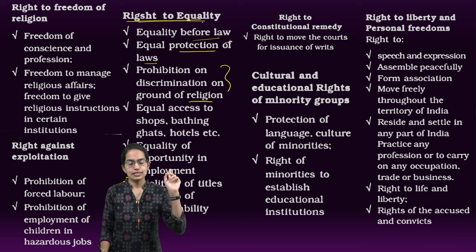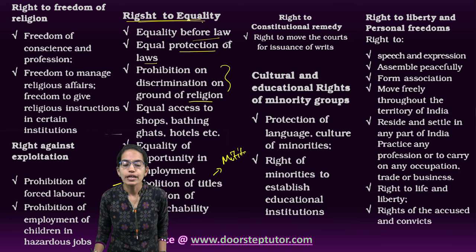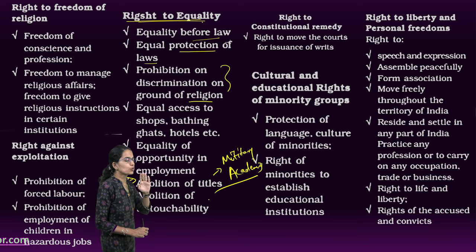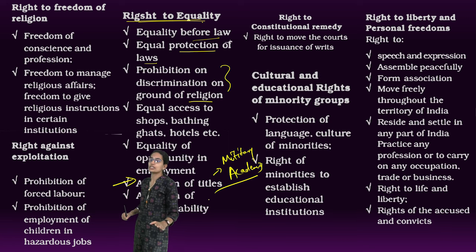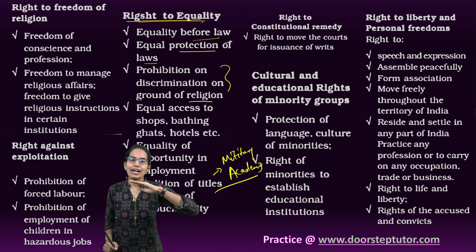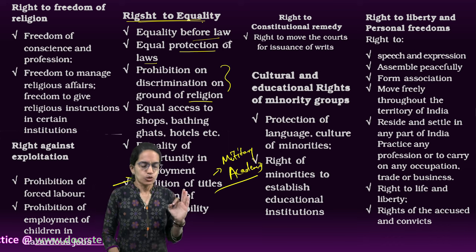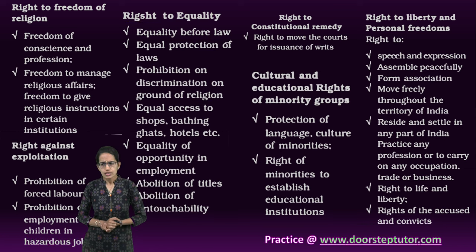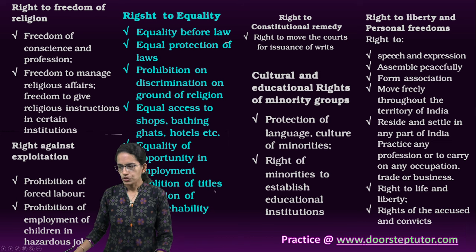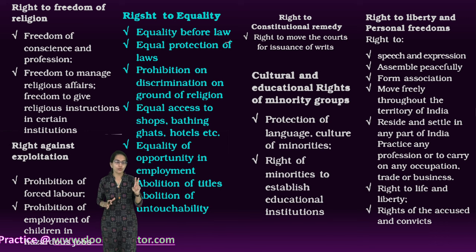Also, no titles can be given except, and this exception is important, for military or academics. Only in military and academics are titles allowed. Besides that, no titles are allowed. Any kind of untouchability, the concept of existence of Dalits, is not allowed. So abolition of untouchability and equal opportunity for employment in each field are part of the right to equality. Coming next is the basic idea to understand. We have understood the basics of the right to equality, but one major thing, two important articles.